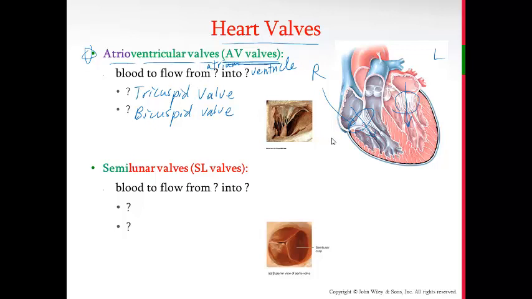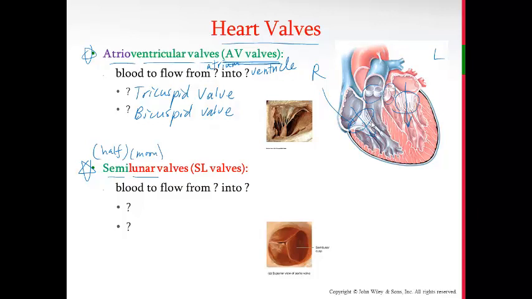Now we're going to take a look at the other set, which are the semilunar valves. So semi meaning half, lunar, moon. So they actually do look like half moons in some sense, and so they are over here. For instance, one over here and the other one over here.